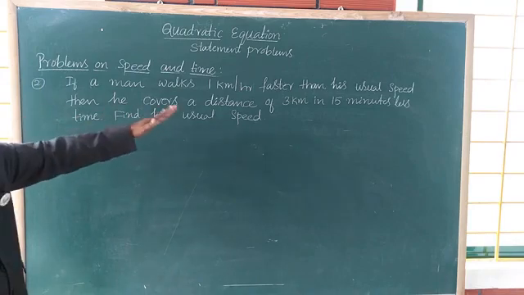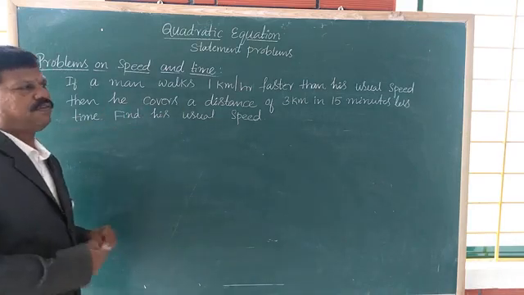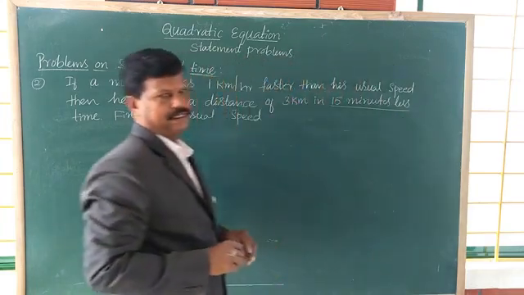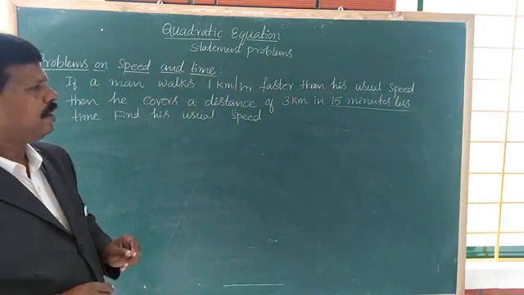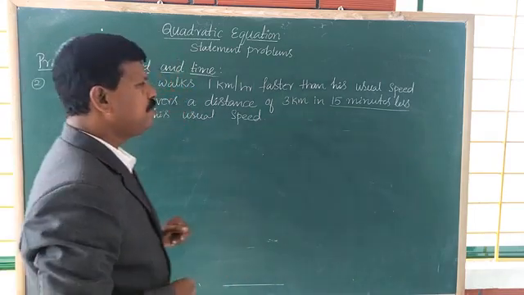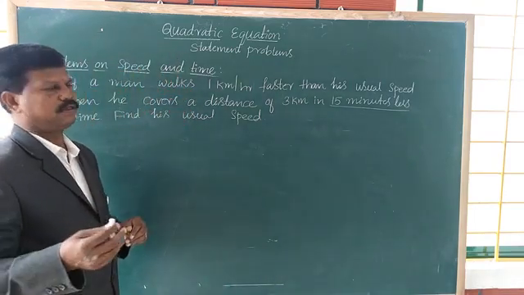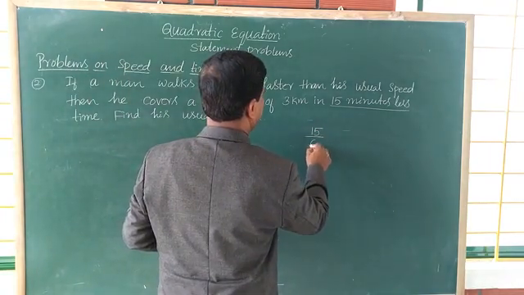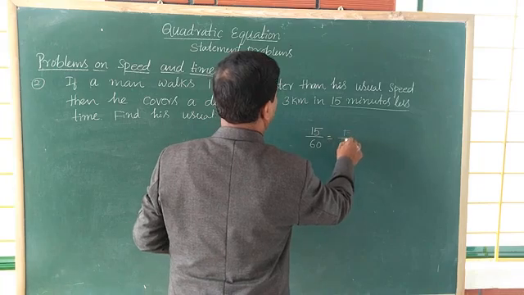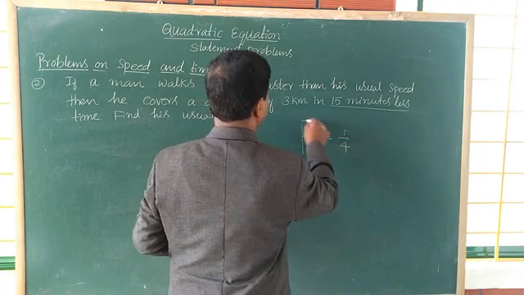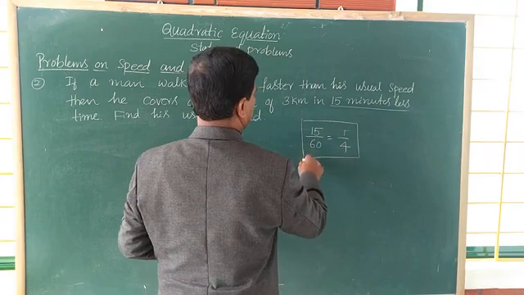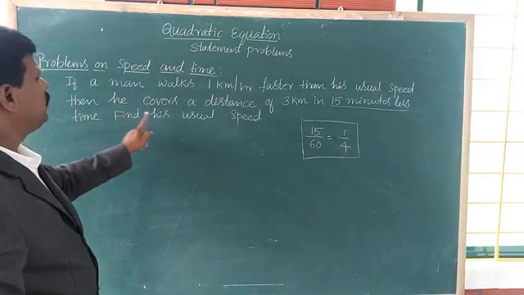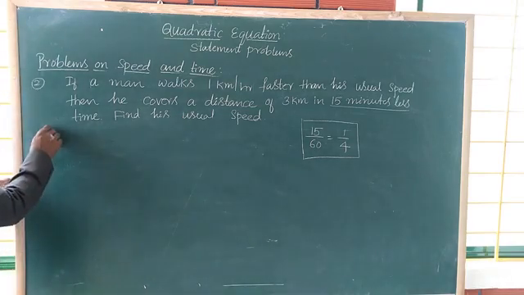Then he covers a distance of 3 kilometers in 15 minutes less. Now, convert this 15 minutes into hours. So, 15 minutes into hours means 15 by 60, that is 1 by 4. This is minutes to hours. Right. Now, find his usual speed. Now, solution.